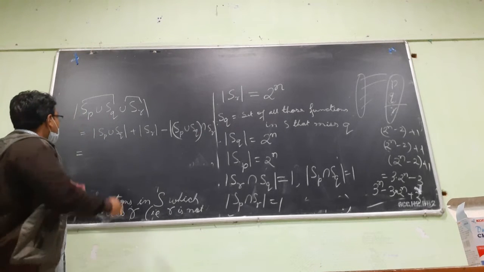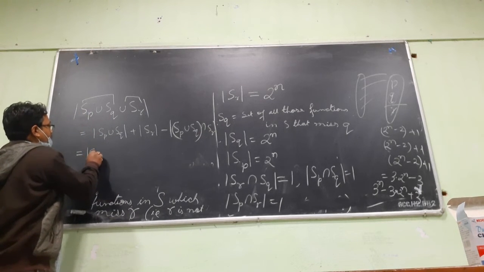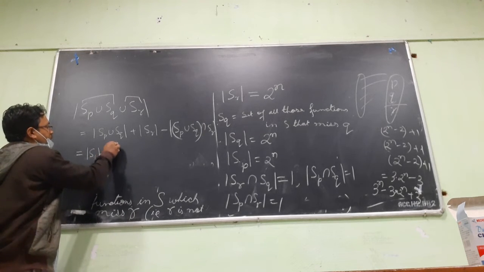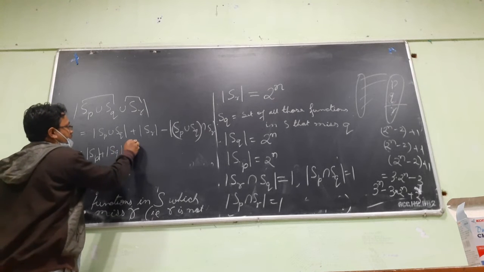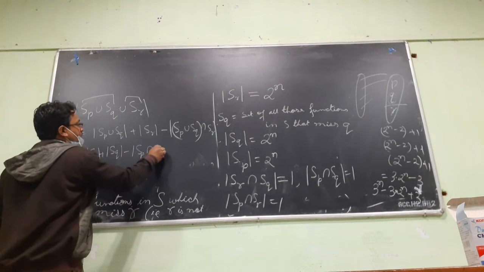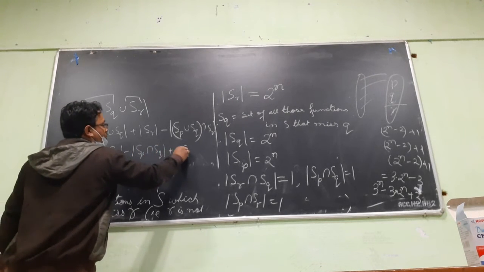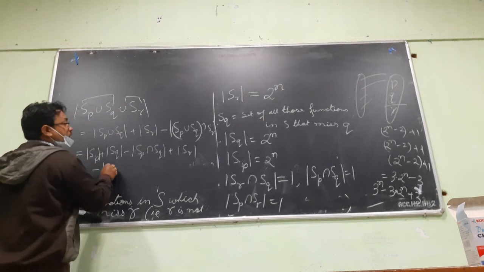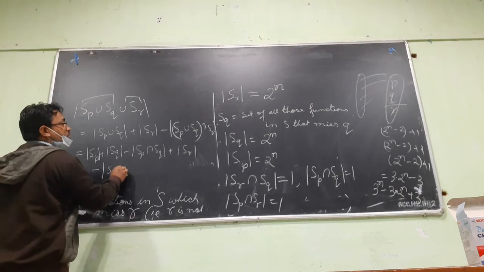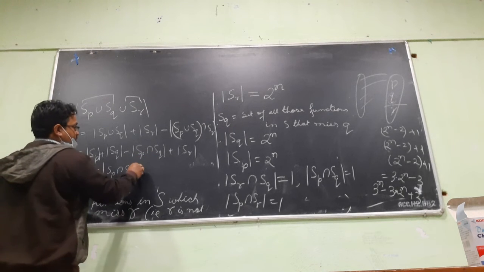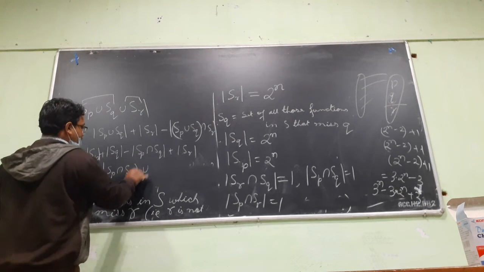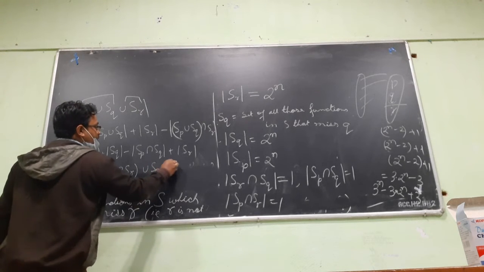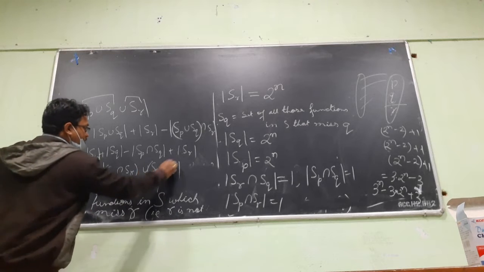So what is that? Number of elements of SP plus number of elements of SQ minus number of elements of SP intersection SQ, plus number of elements of SR minus the number of elements of (SP intersection SR) union (SQ intersection SR). This is the one.